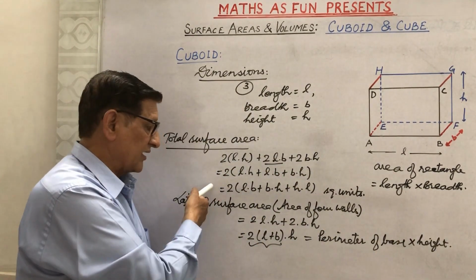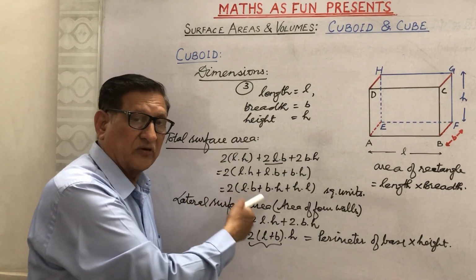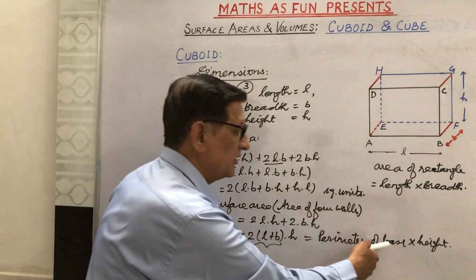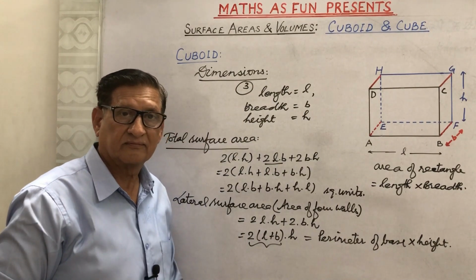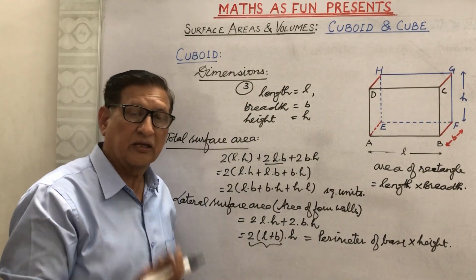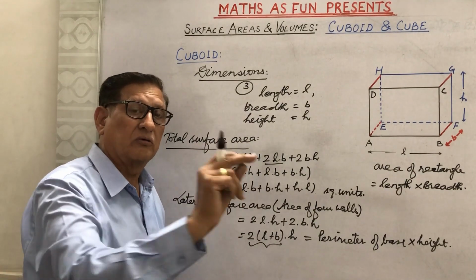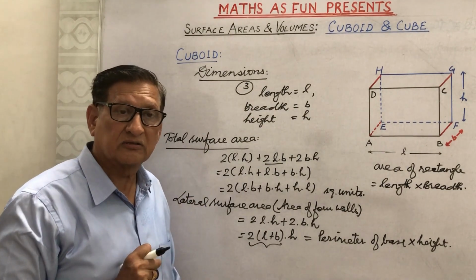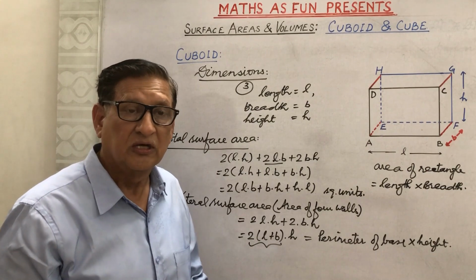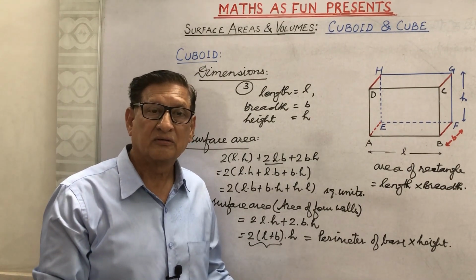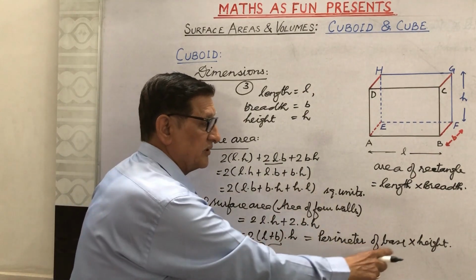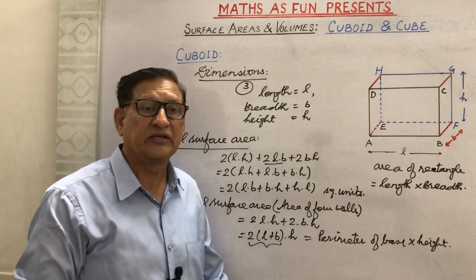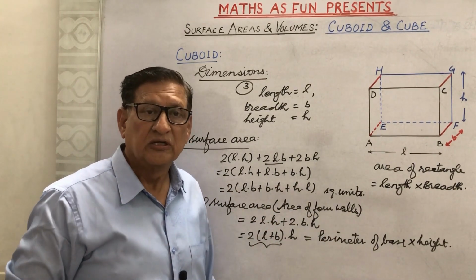So we can remember this as the lateral surface area in 2 different ways. One is 2 into (L plus B) into H, or we can also say perimeter of base into height. Sometimes in the question you are given the perimeter of a rectangular base of a cuboid and the height, find its lateral surface area. And the student gets confused. He says there is no length and breadth given. If he knows that perimeter of base into height is the lateral surface area, then directly he can multiply that and find the lateral surface area of the cuboid.